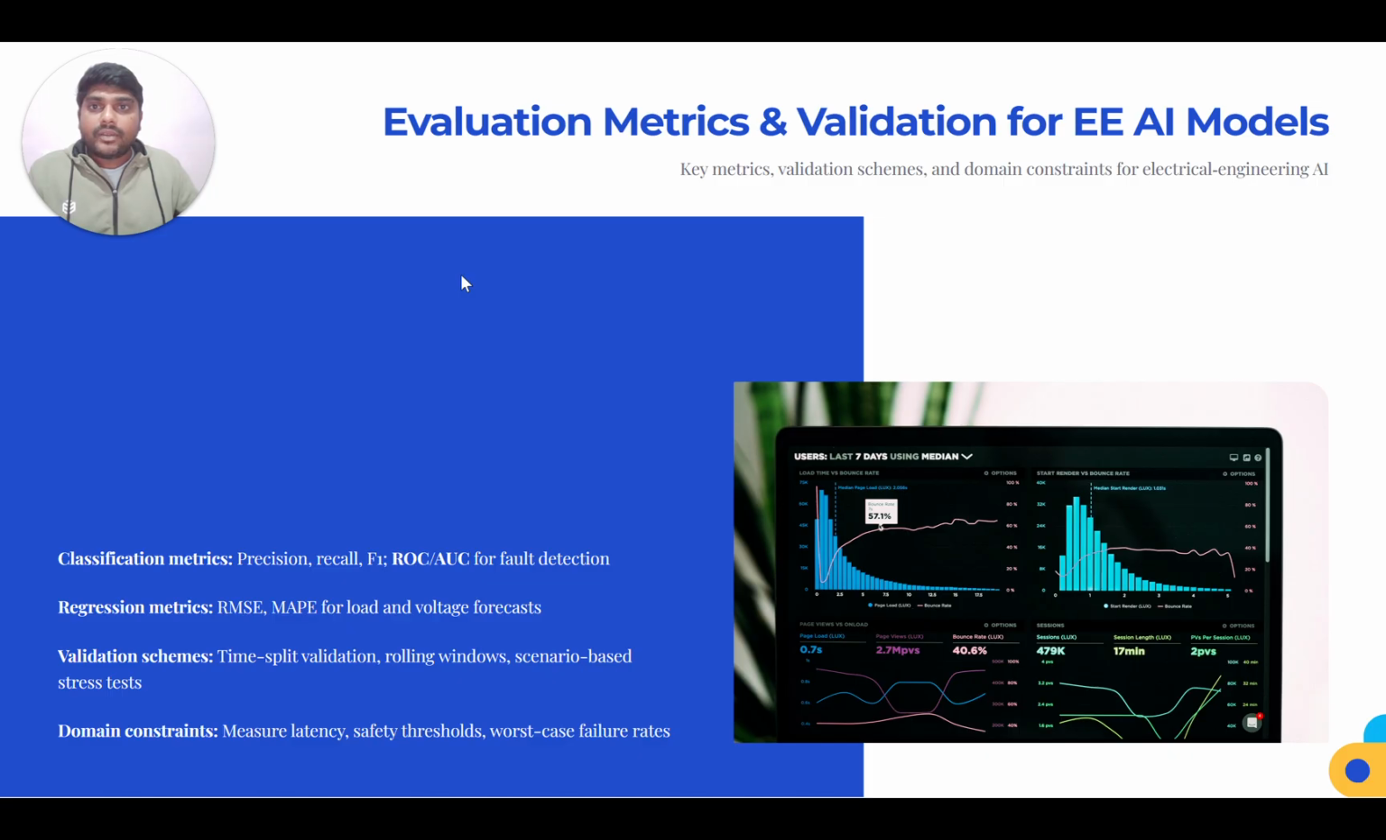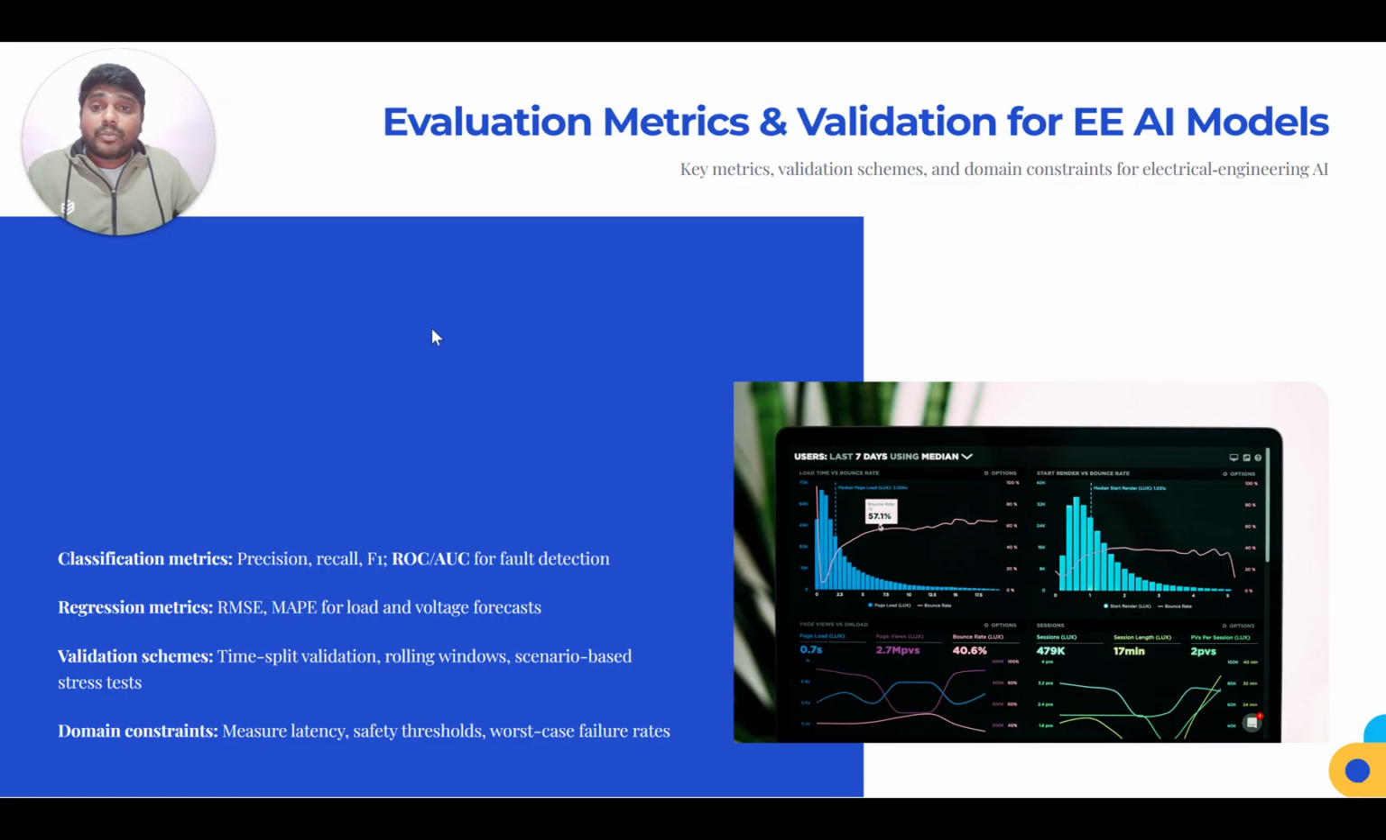Next, evaluation metrics and validation for electrical engineering AI models. How do we measure if an AI model is good for an electrical engineering task? We use specific metrics and validation schemes. For classification problems, like fault detection, we use precision, recall, F1 score, and ROC or AUC curve. In our domain, recall, not missing a critical fault, is often prioritized.